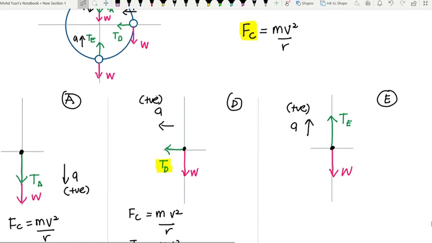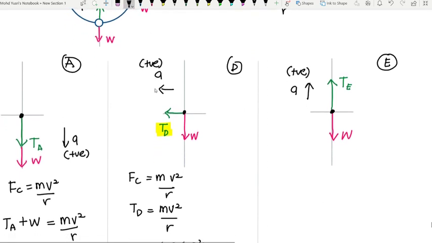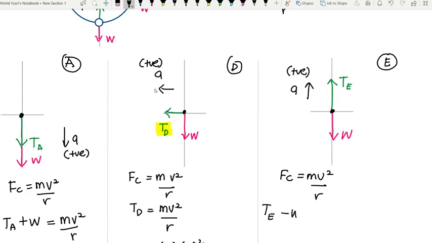Therefore, kita apply Newton's second law, Fc is equals to mv square over r. Pada point E, the forces that along the radius pada point E ada dua. Yang pertama sekali adalah tension at point E dan juga yang kedua weight. Therefore, the net force, the centripetal force Fc is equals to tension at point E minus W is equals to mv square over r.